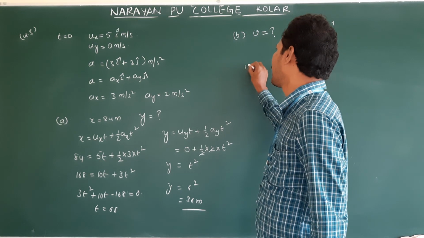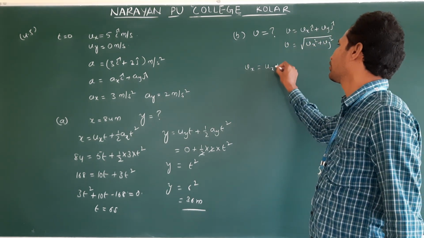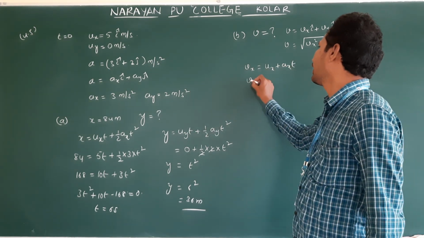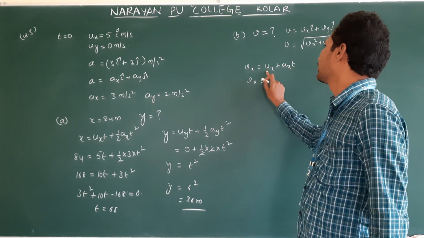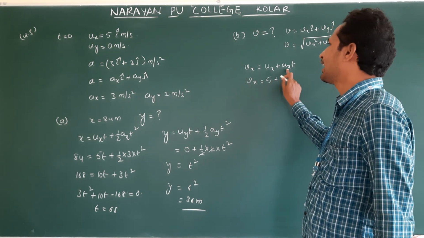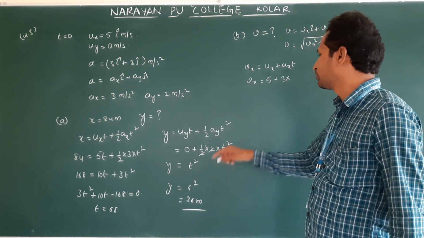We need to find the final velocity along both directions. First we will find the x direction. Vx is equal to, what is the first equation? ux plus ax t. So Vx is equal to the initial velocity along x direction, 5, plus the acceleration along x direction, 3, times the time, 6 seconds.